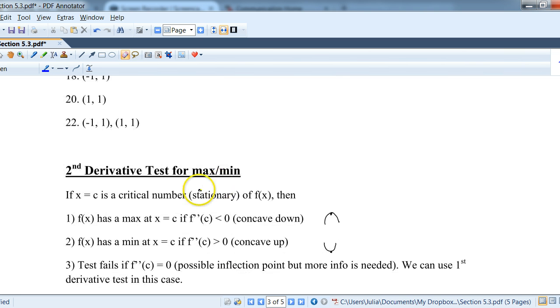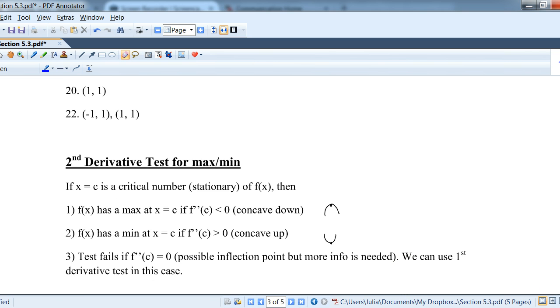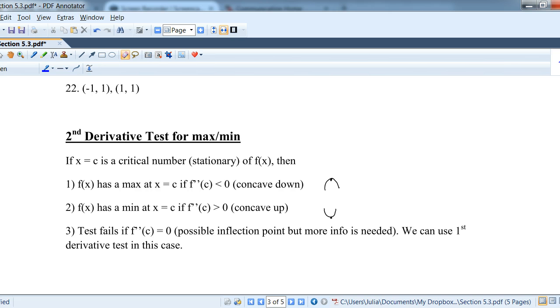Now, what happens if it's exactly 0? Well, it may be a possible inflection point, but you have to check it with the second derivative, and so we have no information. Basically, the test fails, and you have to go back to the first derivative test or some other way, like a graphing calculator, to figure out what happens at that point.